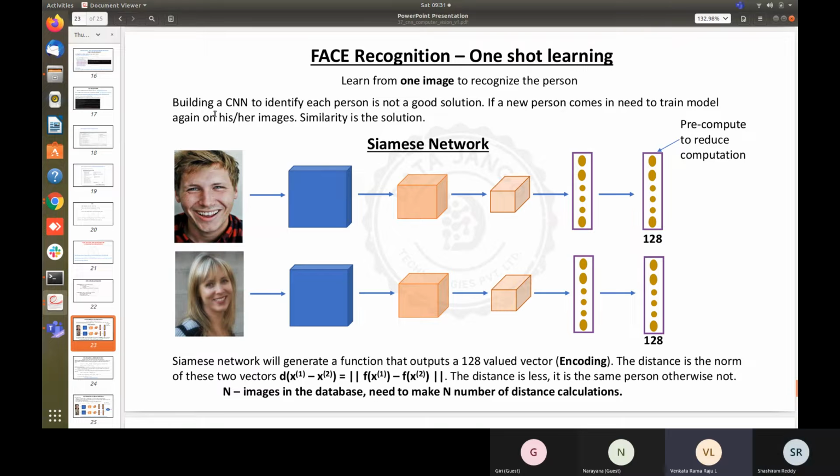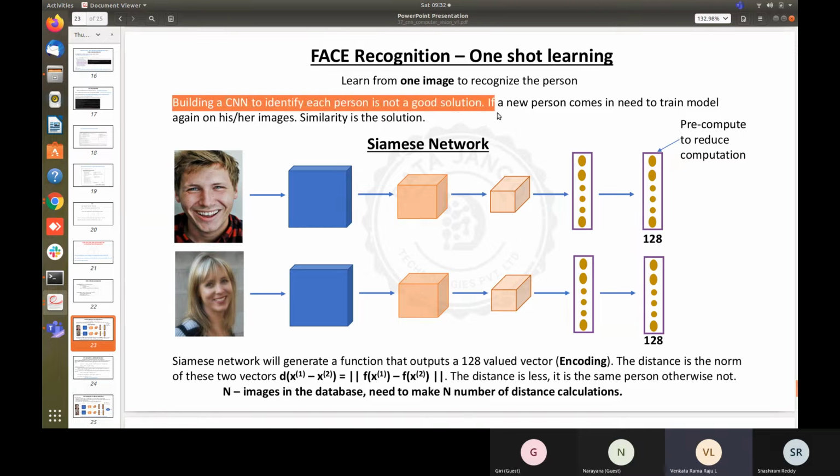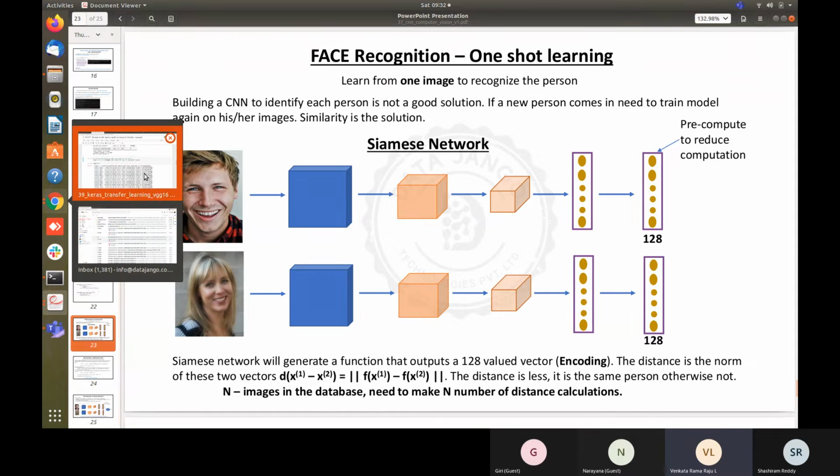So building a CNN network to identify each person is not a good solution. If a new person comes into the organization, we need to train the whole model again. That's the problem we have seen with VGG16's transfer learning. So the solution is the Siamese network, which generates a 128-dimensional representation of the picture. Let us look at the Siamese network code and then come back to the theory.